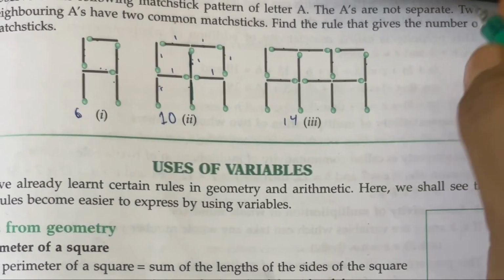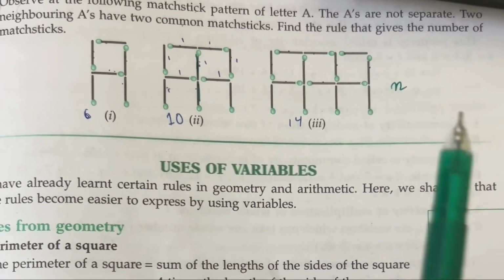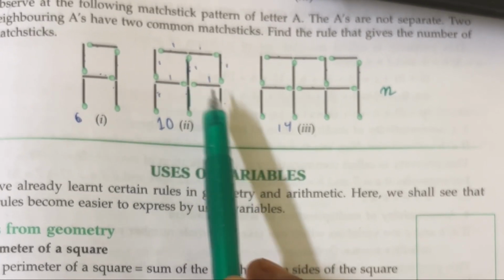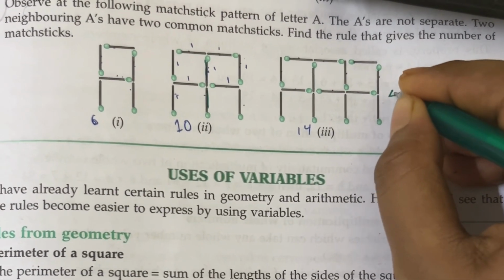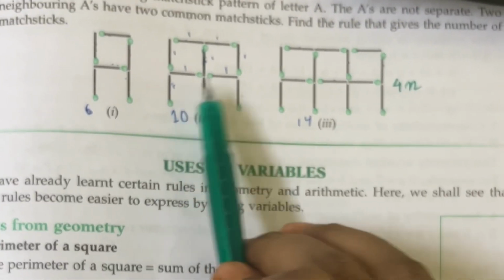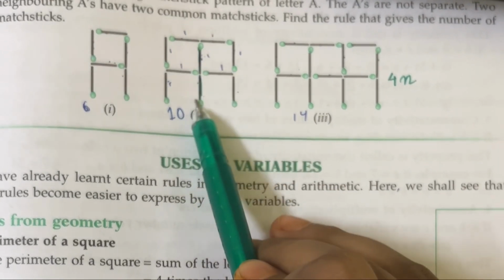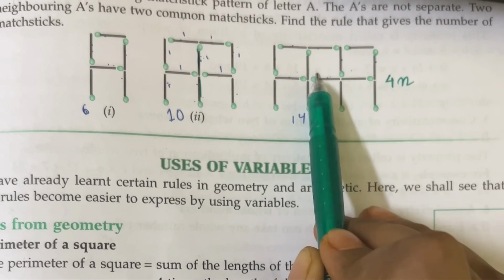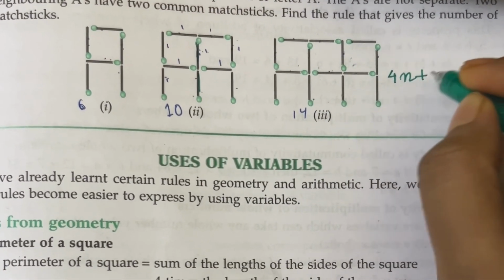So here we can write the number of A's as n, and as there are four matchsticks that are not common, that is 4n, and the matchsticks that are common to all the A's are two matchsticks. Over here also there are two matchsticks in common. Over here also these two matchsticks, and for these two A's, these two matchsticks. So 4n plus 2.